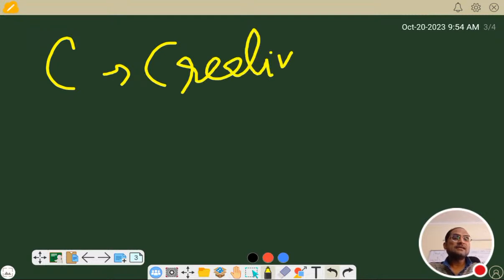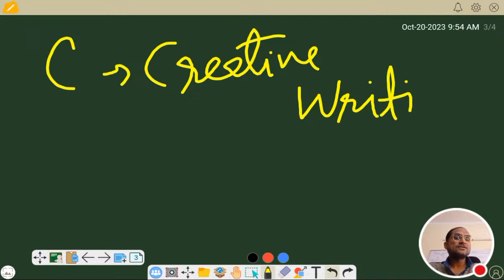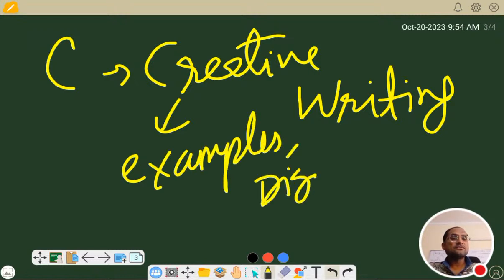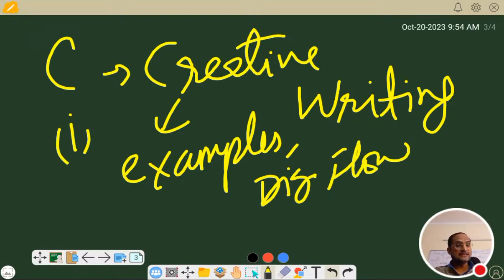And when I say creative writing, again I don't mean that you have to use flowery language. You need to use examples. You can use diagrams, you can use flowchart, you can write in points within the essay itself. It is not forbidden. UPSC is quite relaxed and flexible as far as essay is concerned.